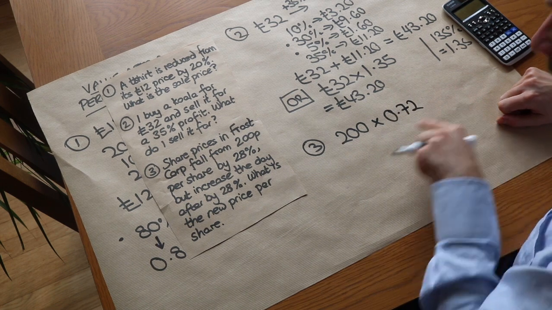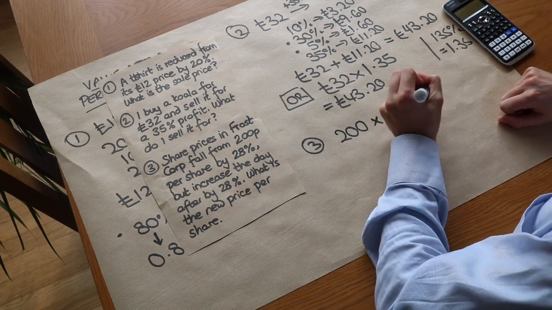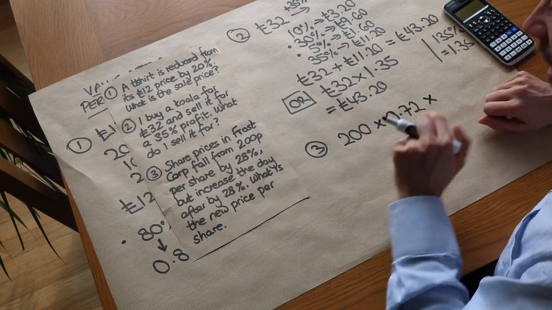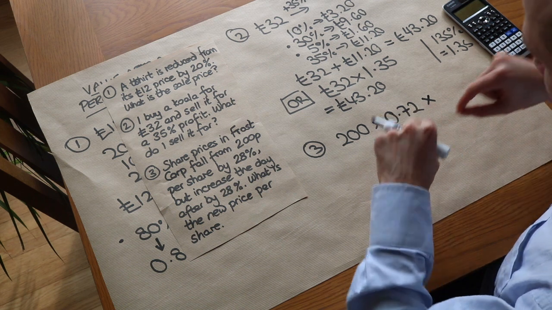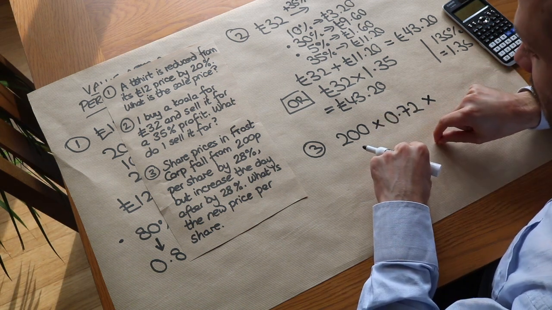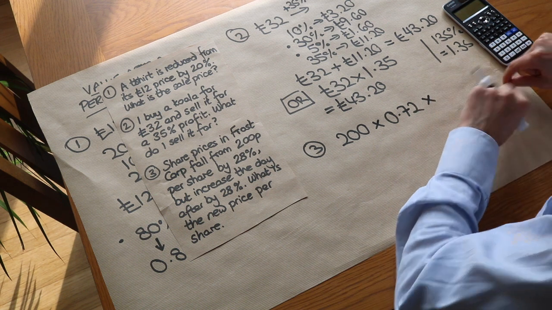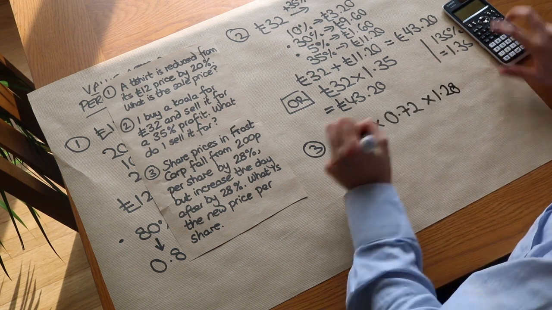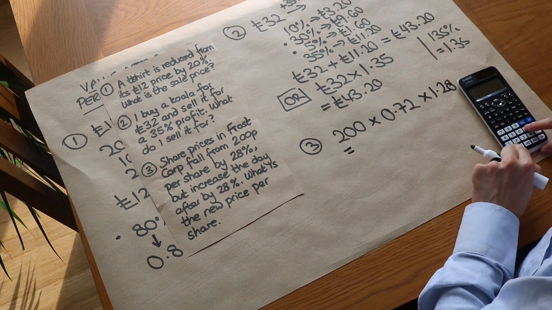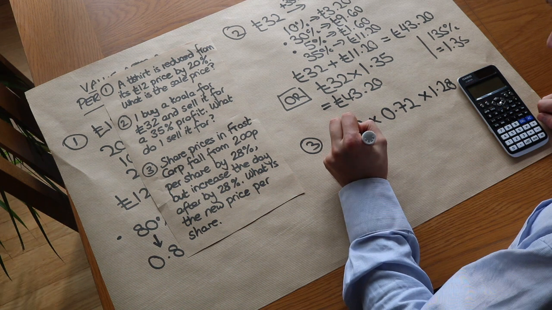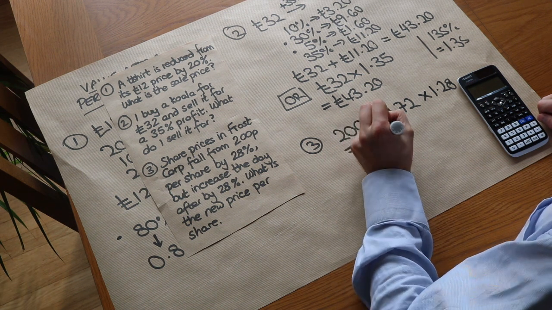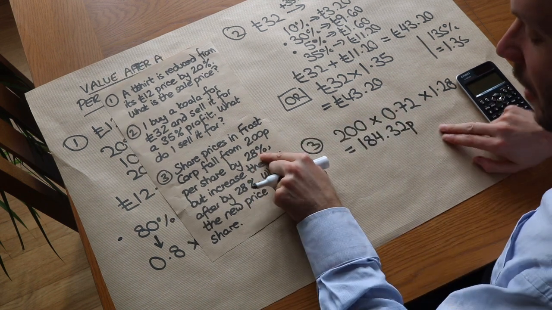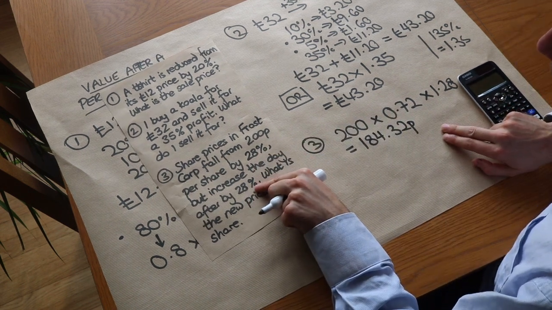Now we could find that value and then add on the 28%, but we can do this all in one go. So now we want to times by another number to represent the 28% increase. So it starts at 100%. It goes up by 28%. It's now at 128% of its value. That as a decimal is 1.28. And if we just do that multiplication, it gets us to 184.32p.